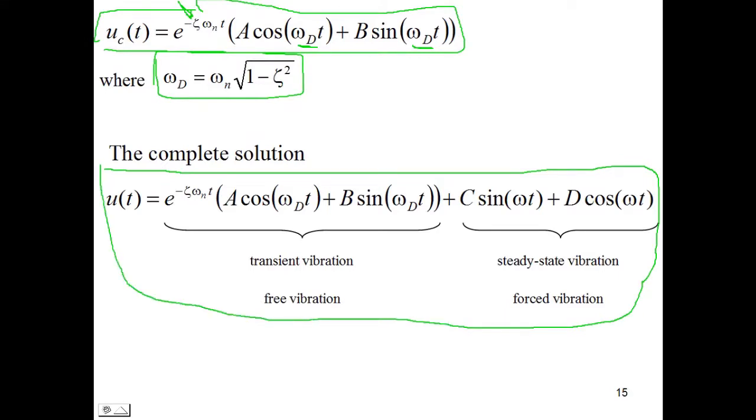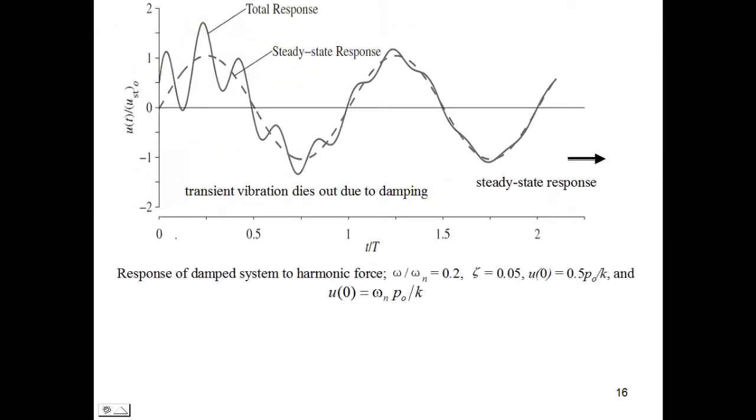The complete solution consists of two parts: the transient vibration or free vibration, and the steady state vibration or forced vibration. The following figure shows the total response and the steady state response. Here, the y-axis is the ratio of the complete displacement to the maximum static displacement, and the x-axis is t over T.